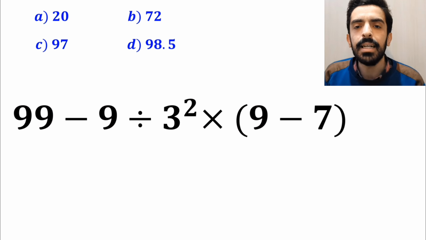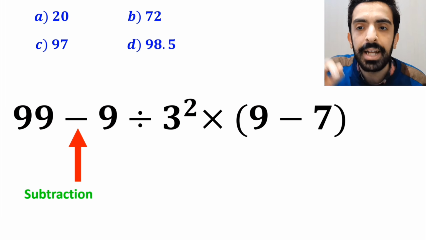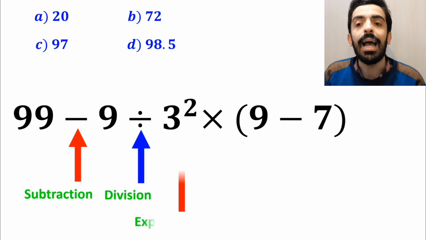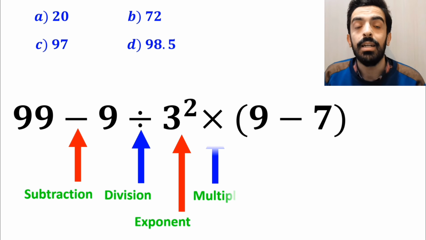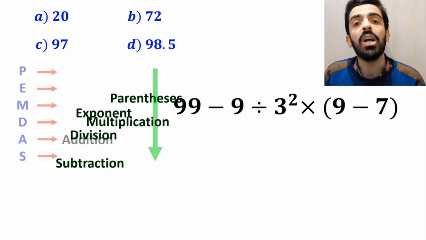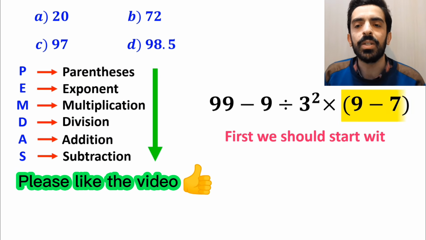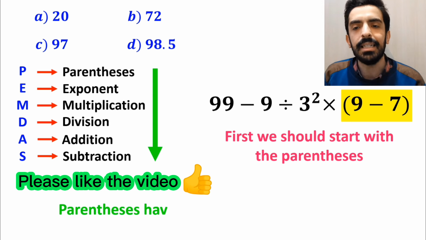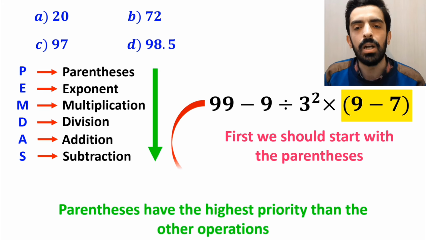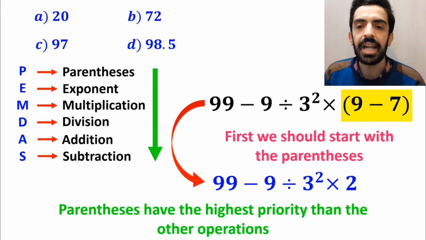Alright, as you can see on the screen, in this expression, first we have a subtraction sign, then a division sign, and after that we have an exponent, then a multiplication, and finally parentheses. According to the PEMDAS rule, first we should start with the parentheses, because parentheses have the highest priority than the other operations. So, we can write this expression as 99 minus 9 divided by 3 to the power of 2 times 2.